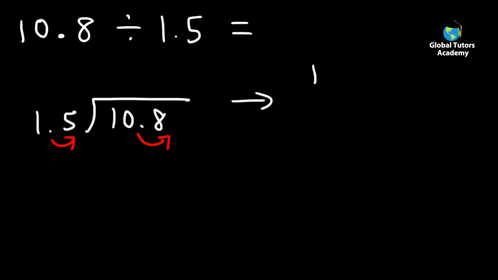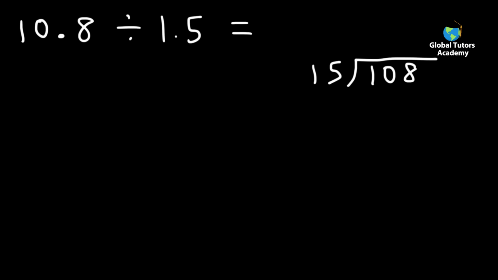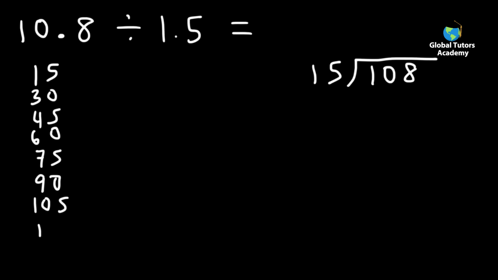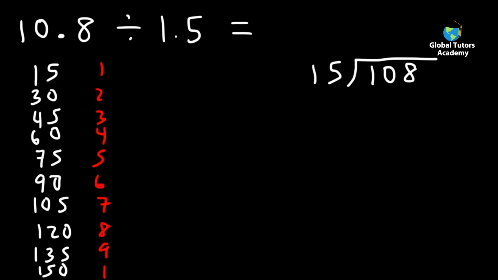Now, how many times does 15 go into 108? Well, let's make a list. So we have 15, 30, 45, 60, 75, 90, 105. And then if you want to go further, 120. You can stop at 150. You never need more than 10, but this is going to be 1, 2, 3, 4, 5, 6, 7, 8, 9, 10. So 120 exceeds 108. 105 is the highest number just under 108.